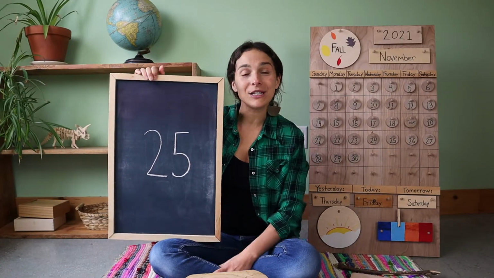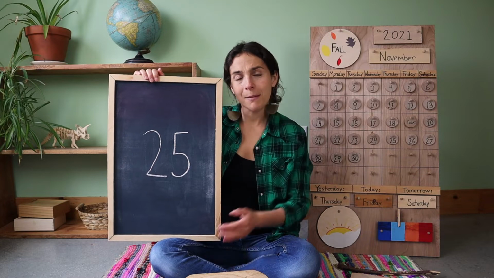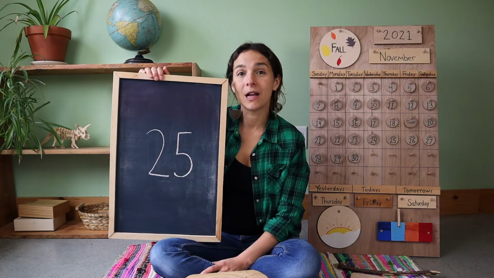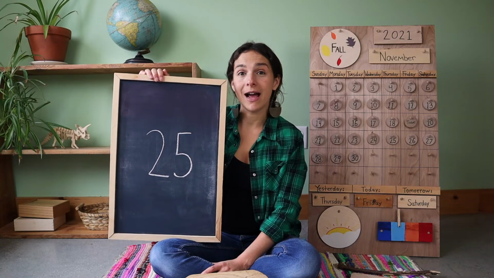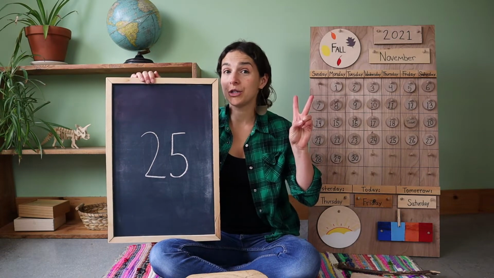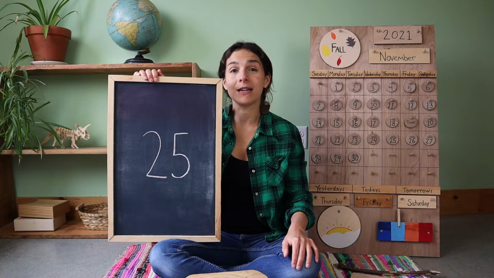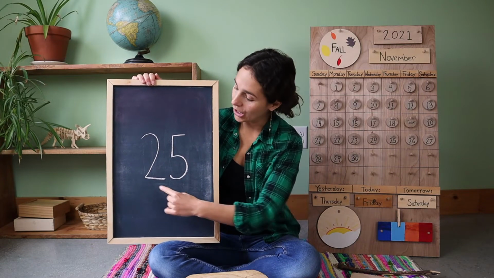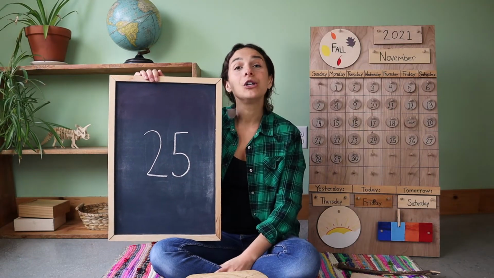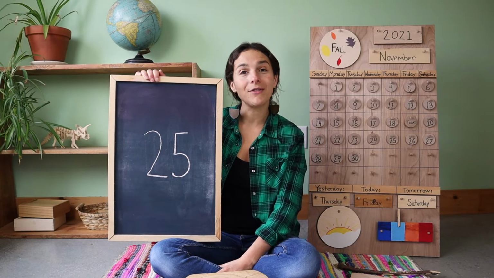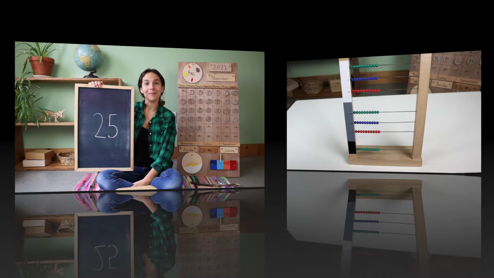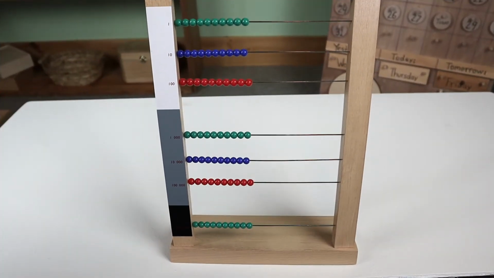Here is the double-digit number of the week. What number is this? 25. When you write the number 25, first you write the number 2, and then you write the number 5. 2, 5. 25. Let's count the number 25 together using the large bead frame. This is how you count the number 25 using the large bead frame.